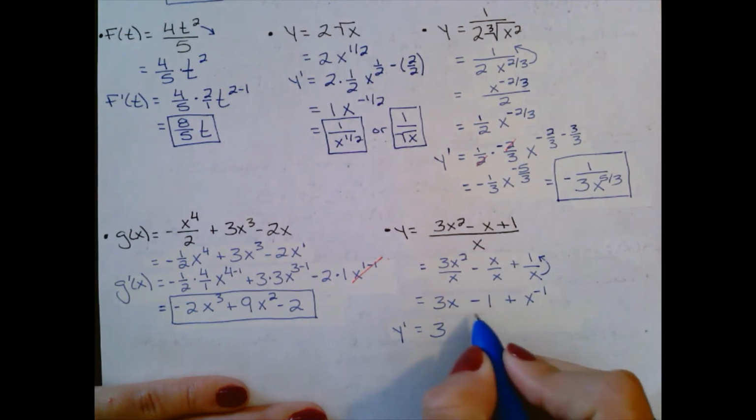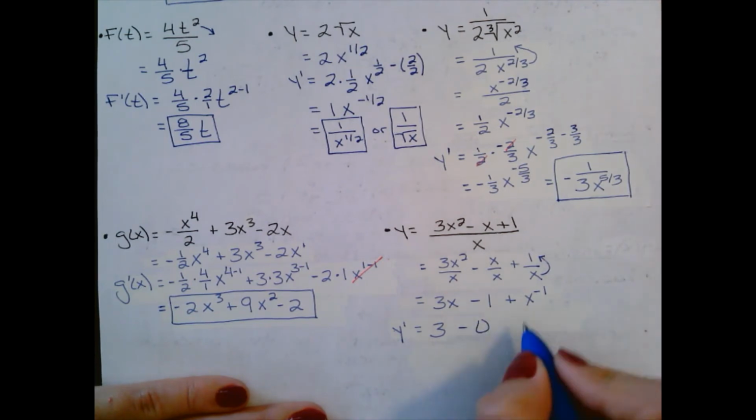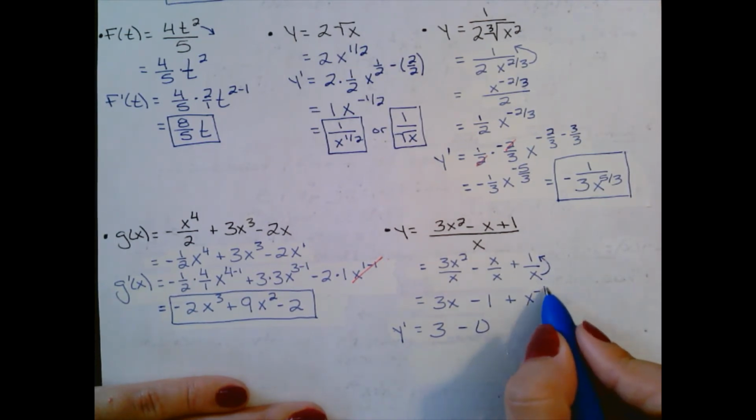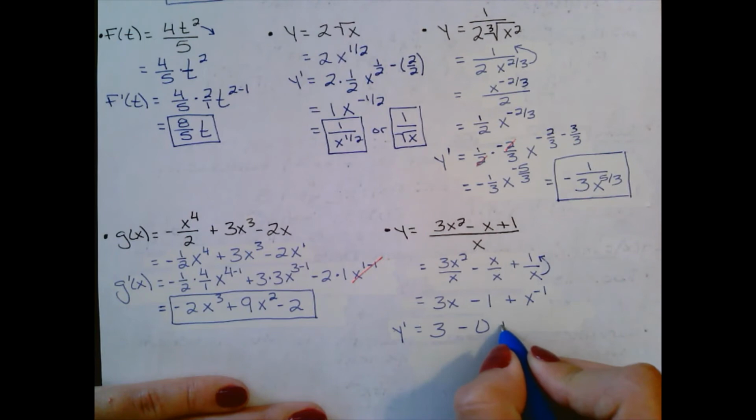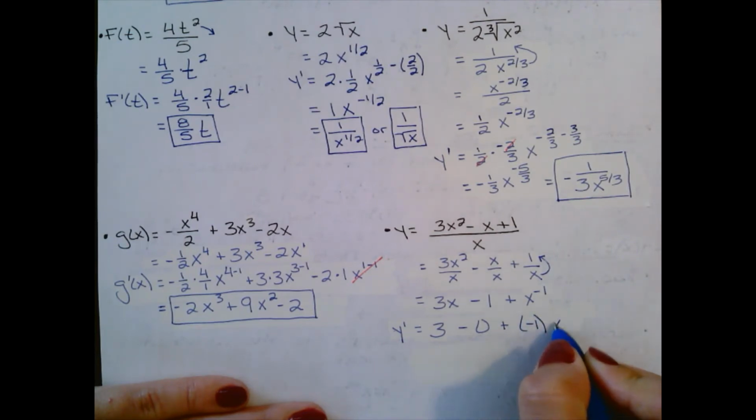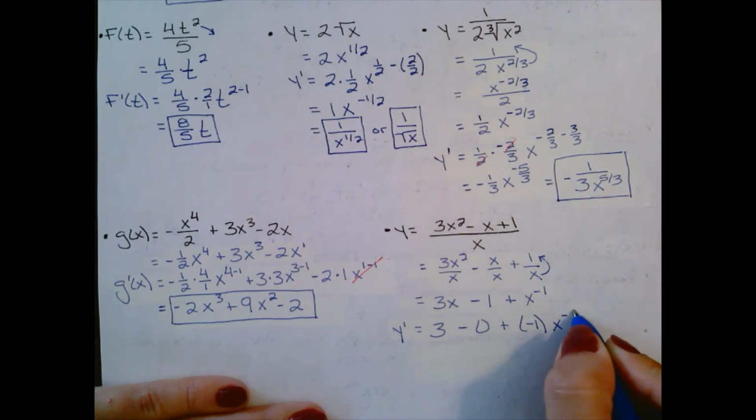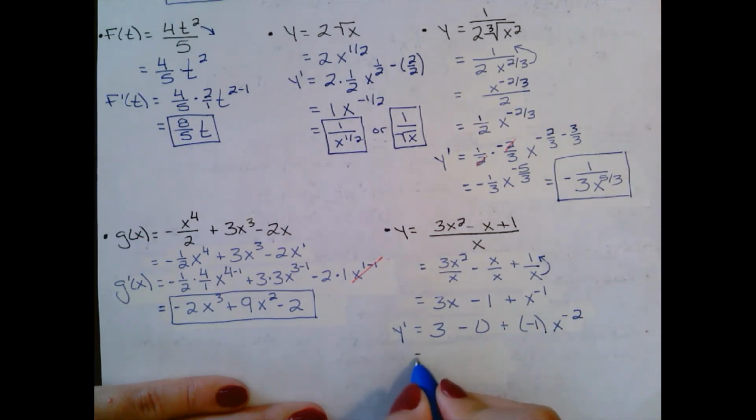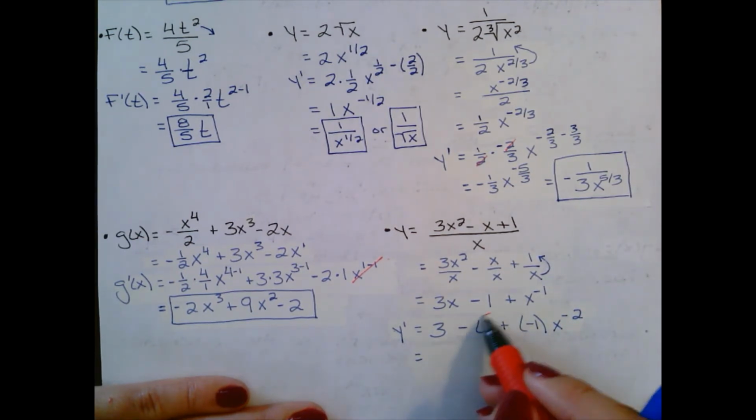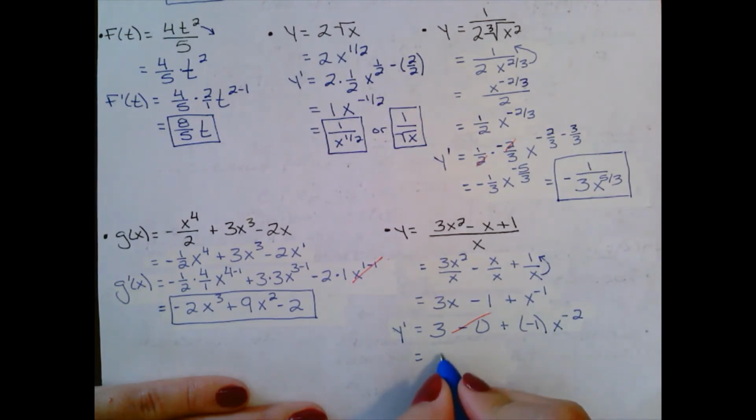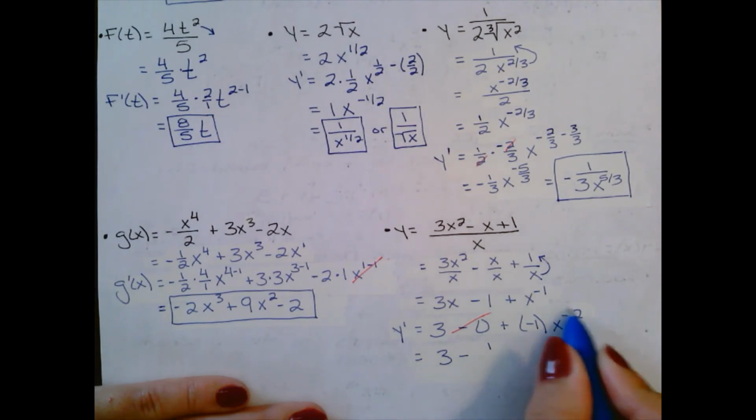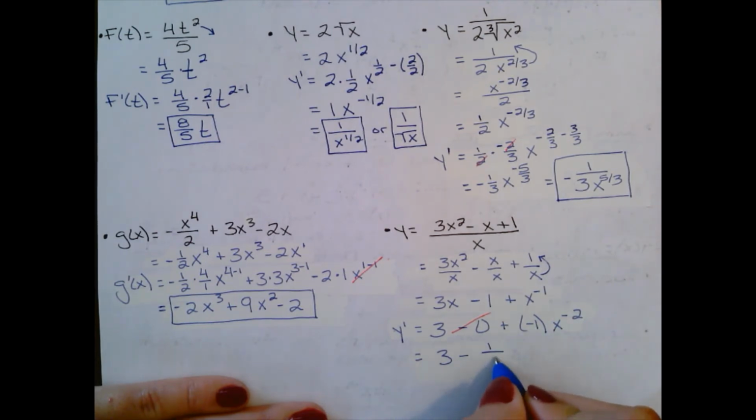Okay, the derivative of negative 1, or of 1, is 0. Any constant is 0. And then here I'm going to multiply that negative 1 to the front and then subtract 1 from the exponent, which will take me down to negative 2. We don't have to worry about this minus 0. 3 minus 0 is just 3. And then we have minus 1. I'm going to take this x to the negative second, bring it down and call it x squared. And you are done there.